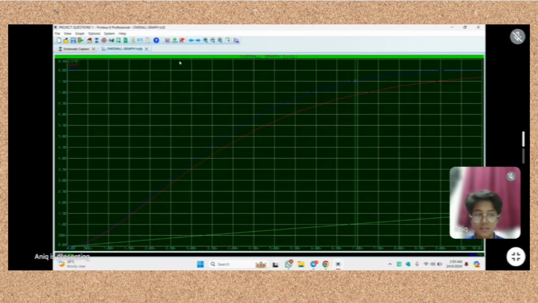As you can see here, these are the different circuit currents. The blue line will be the underdamped, the red line will be the critically damped, and the lowest one, the green line, will be the overdamped. This is the current graph.